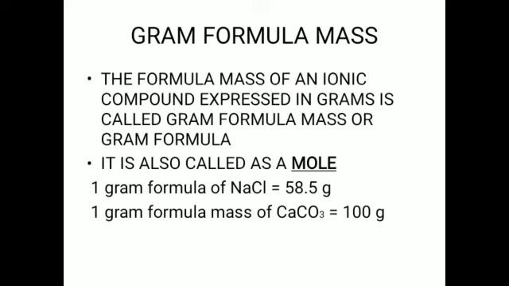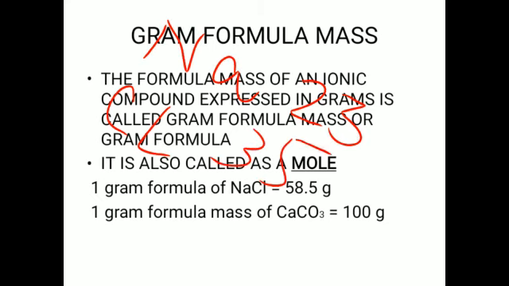Same is the case when I use the ionic compounds' formula unit masses. When I express them in grams, I work with gram formula mass, again a mole. Now I see the atomic masses of sodium and chlorine from the periodic table. Sodium is 23 and chlorine is 35.5. When I add them up, I get 58.5.